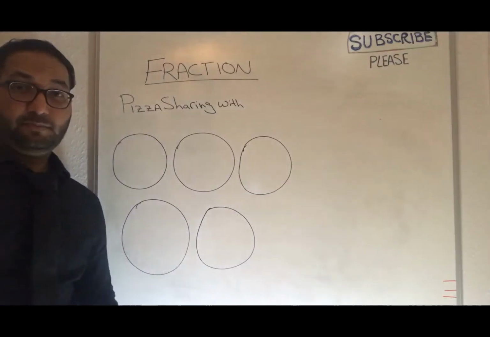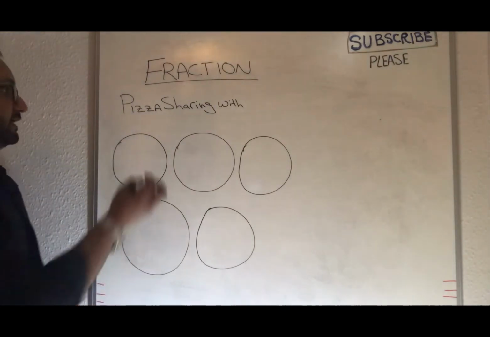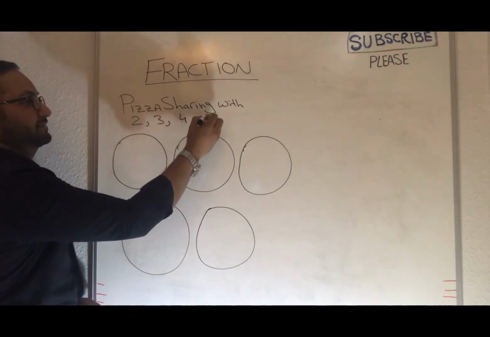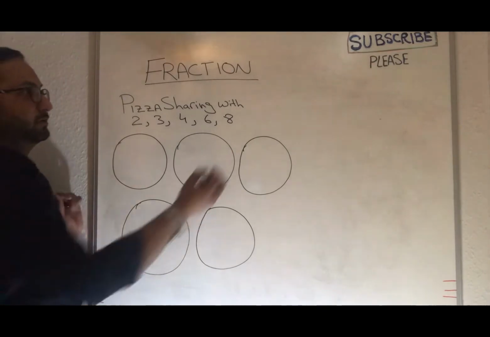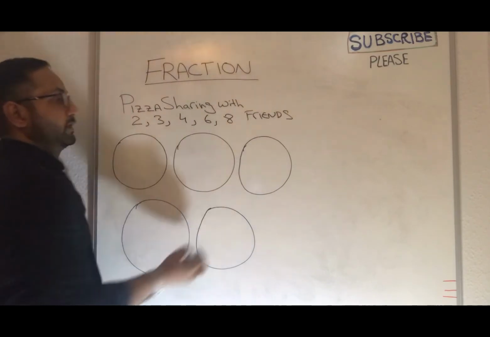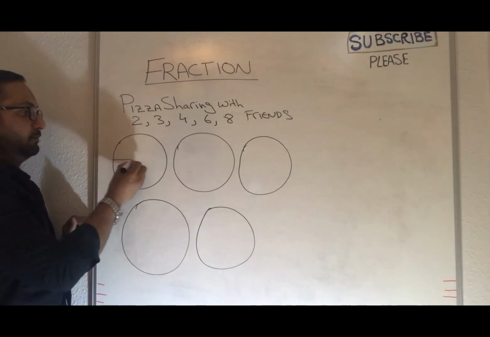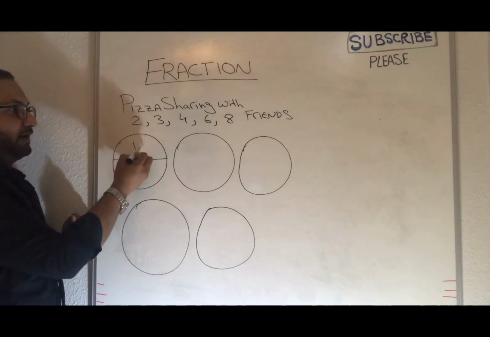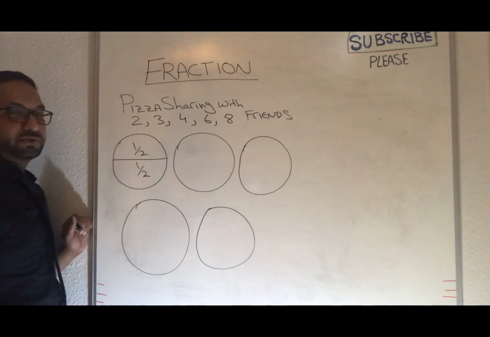There is another example of fractions. They said the pizza is shared with, you can say, 2 friends, 3 friends, 4 friends, 6 friends, or 8 friends. If we are sharing with 2 friends, how do we do that? Then we need to half it. When we half it, we will get a half, 1 out of 2, because we have two parts, and then 1 out of 2 also.